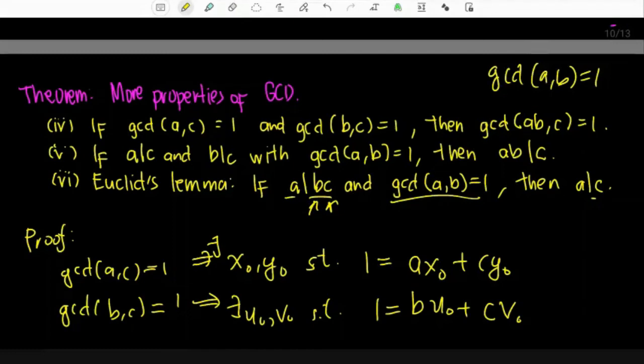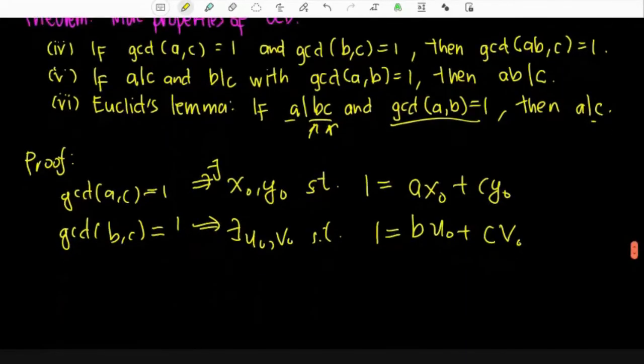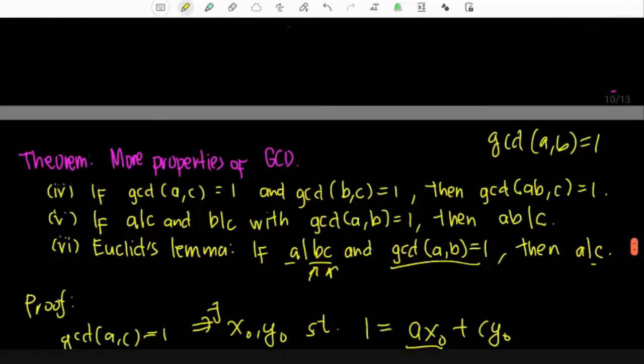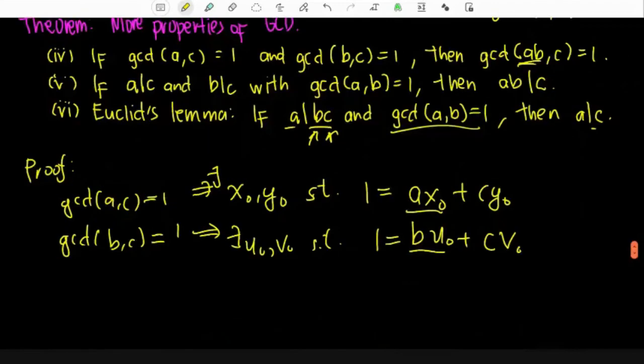Now, if we combine these two expressions, di ba? Meron tayong expression containing AX0 tsaka BU0. Gusto kasi natin pagsamahin yung AB. Bakit? Kasi yung conclusion natin involves the GCD of AB and C. So, kailangan natin ng linear combination ng AB. Saan natin kukunin? De sa dalawang equation na yan.